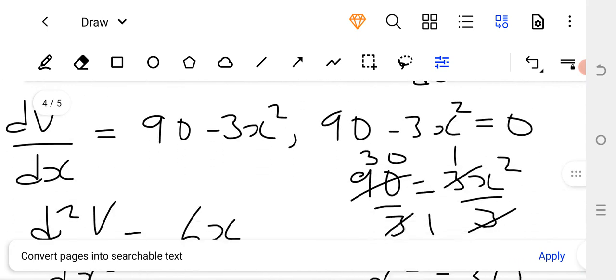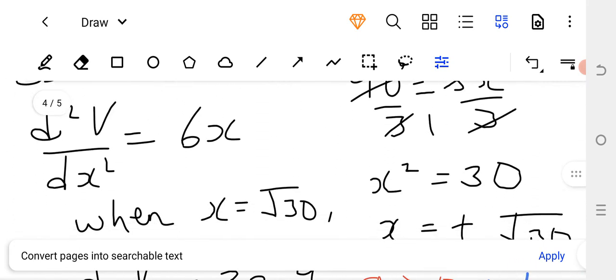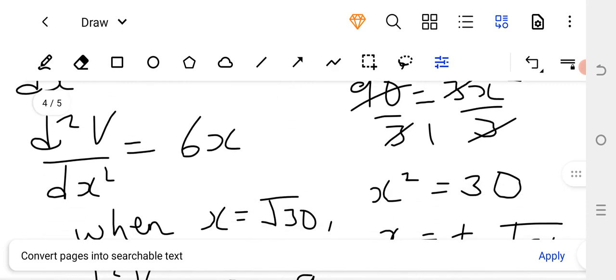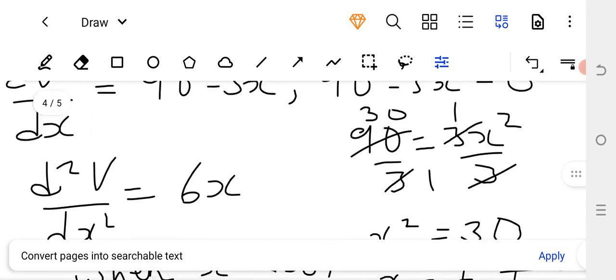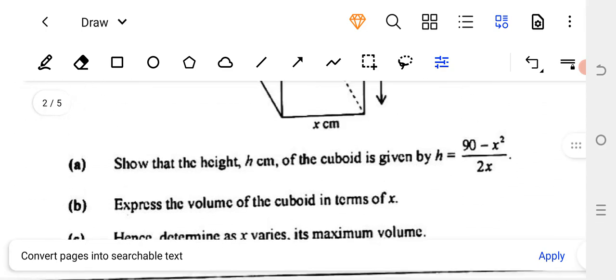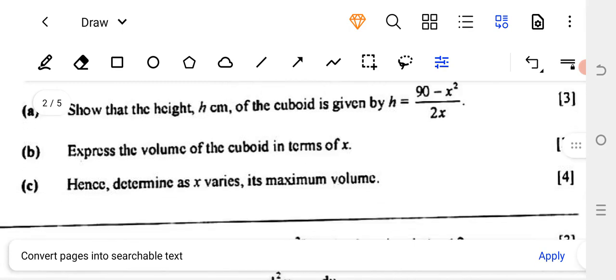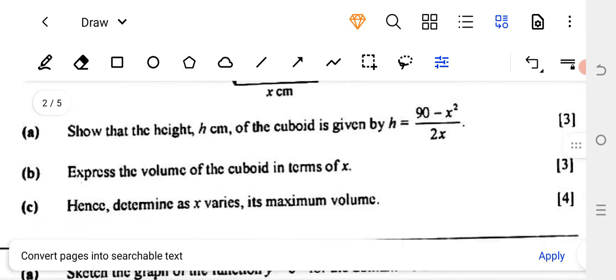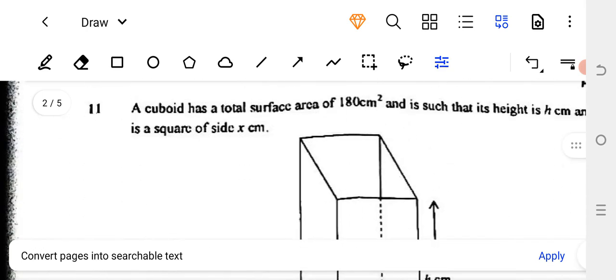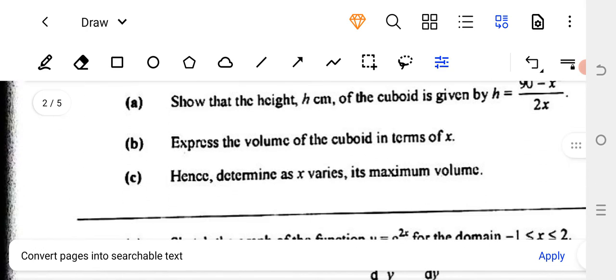I hope it's clear. If it's not, I don't know when it can be clear, because I've tried to simplify it as much as it can be simplified. So those are your answers. 10 marks. Question 11. Take note. 10 marks. This question.